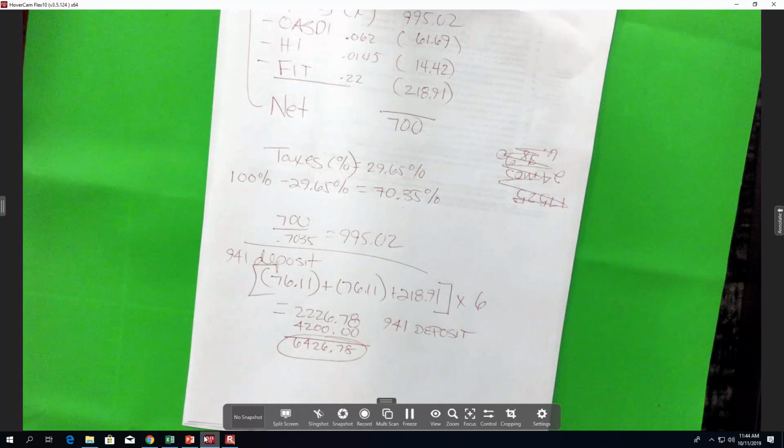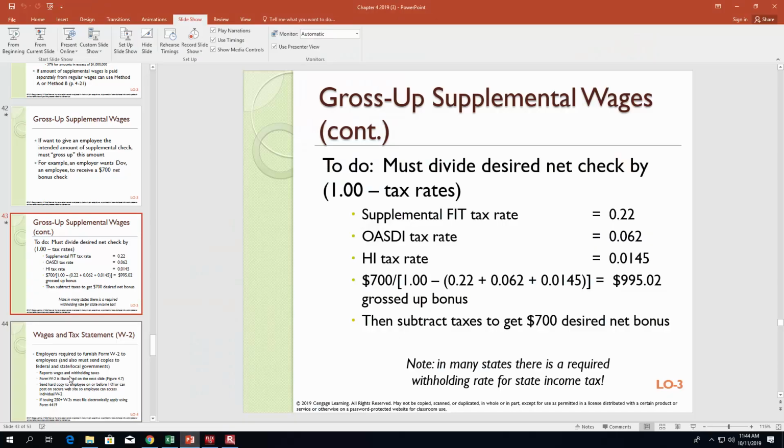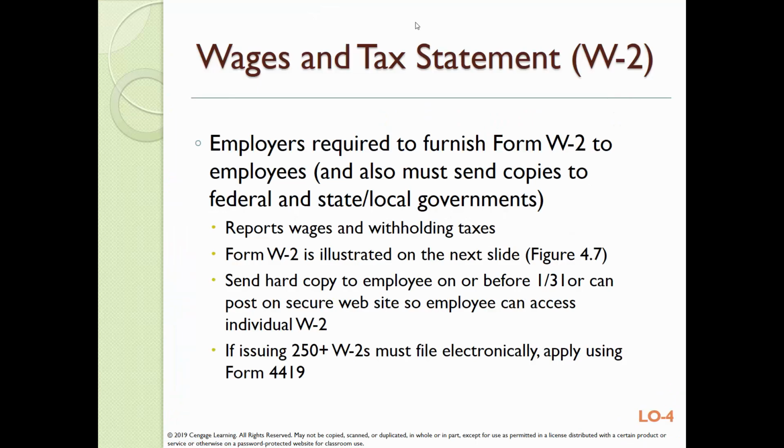Okay, last 5 minutes. And you can go back and listen to this. I'm taping this. And you absolutely need to know how to do this. At the end of the year, what do I give you where you tell me how many withholding allowances you want? A W-4. The W-4 is where you tell me how many withholding allowances you have. What do I send you at the end of the year? A W-2. Wage and tax withholding.